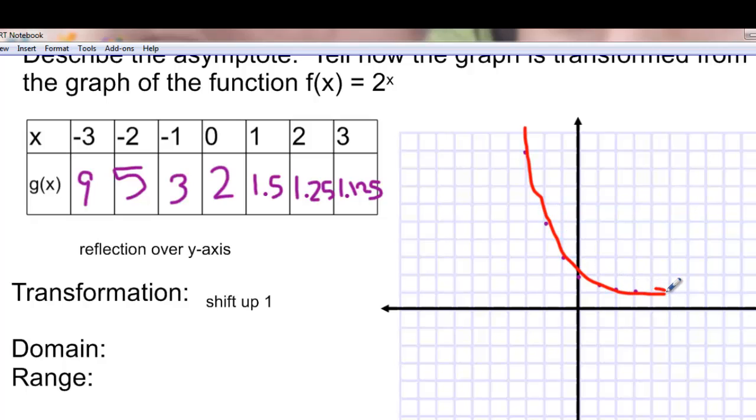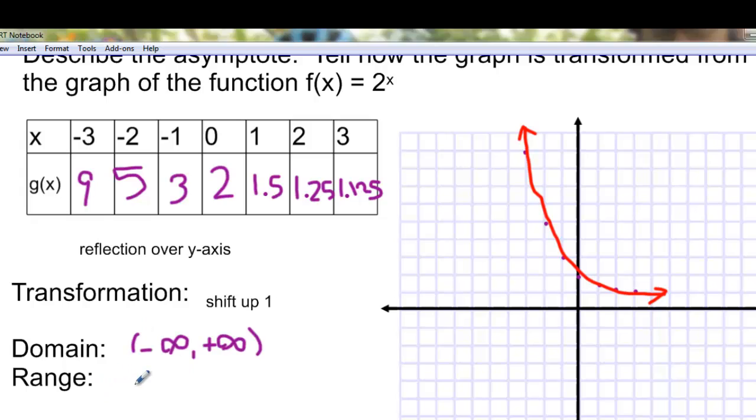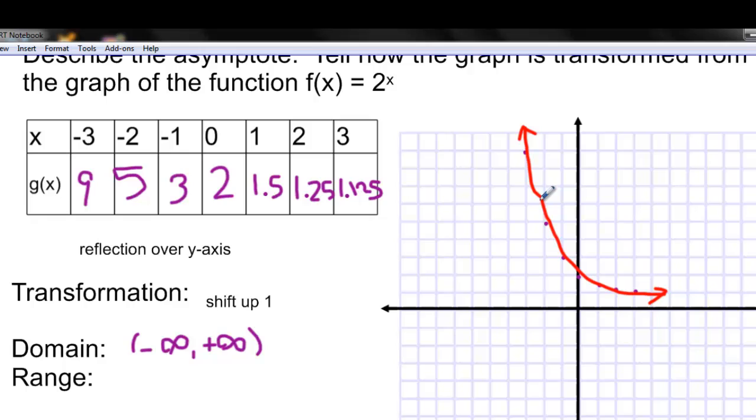That's the best I can do with the technology I have right now. All right, so the domain for this function, how far left does it go, how far right does it go? For our domain for our function, we would say all real numbers. And for the range, it's how low does the graph go, how high does the graph go.